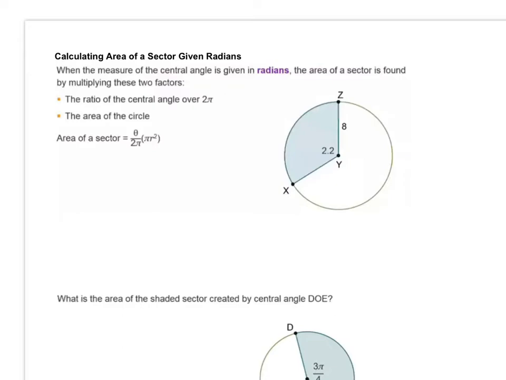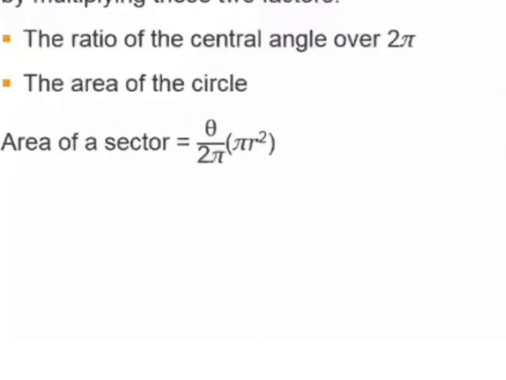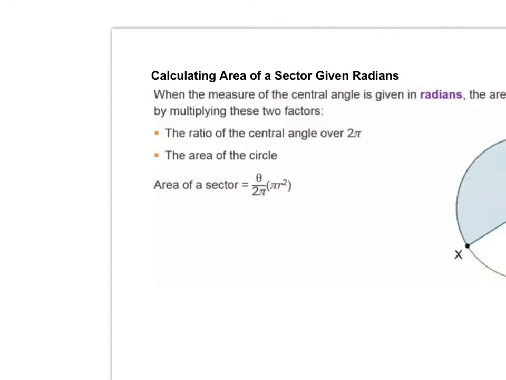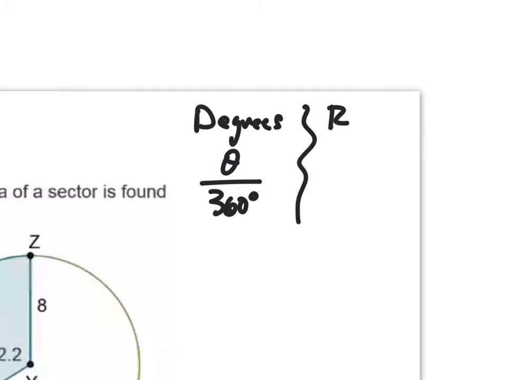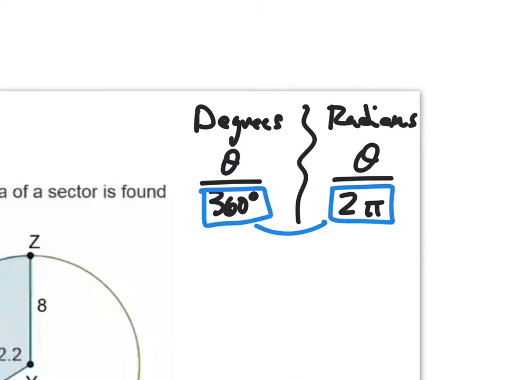So what we have is this new formula here. Area of a sector is equal to theta over 2 pi, and we multiply that by pi r squared. So it's the same idea. When we talk about degrees versus radians, with degrees, you took your angle theta and divided it by 360 degrees. But if you're talking about radians, it's the same idea, it's just that your number's a little bit different. With radians, you're doing theta out of 2 pi, because remember that 2 pi and 360 are the same thing. And that's all we're doing.